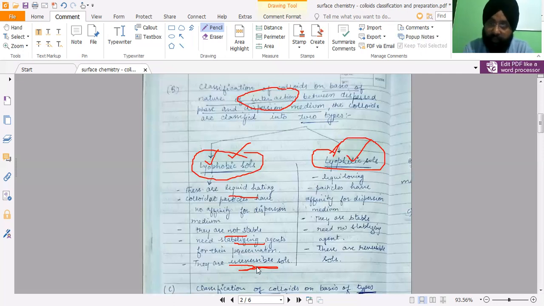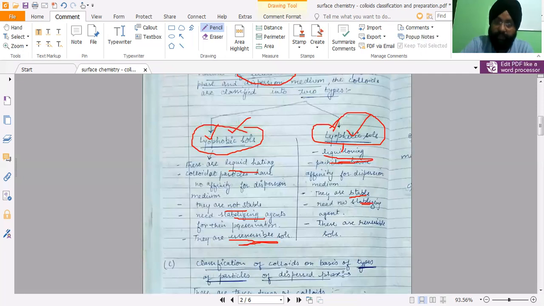Lyophilic, on the other hand, are liquid loving. Particles have affinity for the dispersion medium. They are quite stable, so they do not need any stabilizing agent. And they are reversible. So it means if we have removed the dispersing medium from it and we add it again, they will form again. Starch, for example, right?